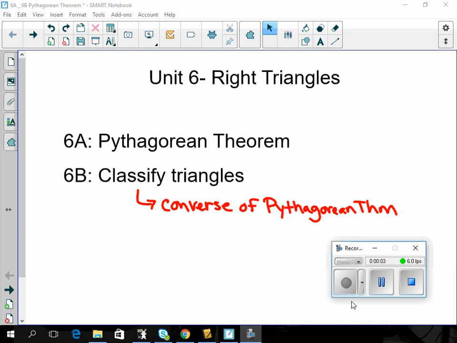So today we're going to be talking about the beginning of Unit 6, which is dealing with right triangles. We're going to spend some time today talking about the Pythagorean theorem, and then next class we'll get into 6b, which is classifying triangles using the converse of the Pythagorean theorem. We're also going to spend some time today reducing radicals as well.